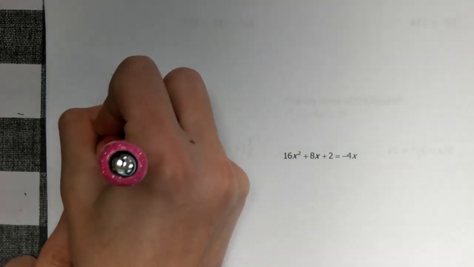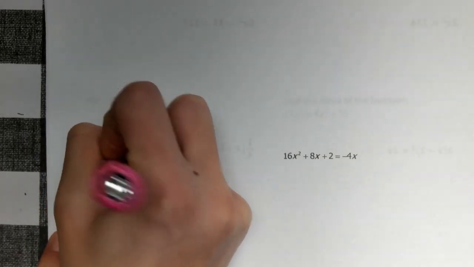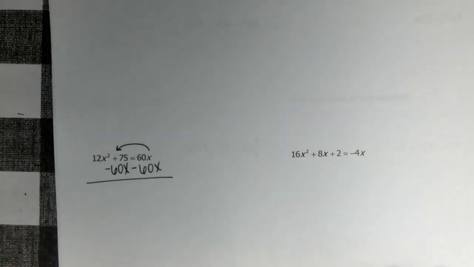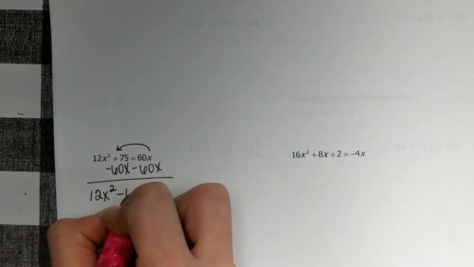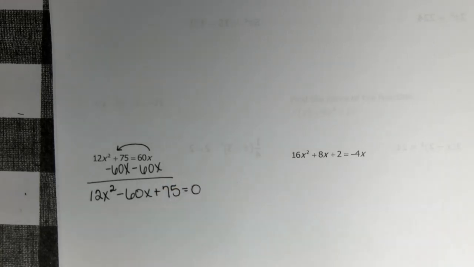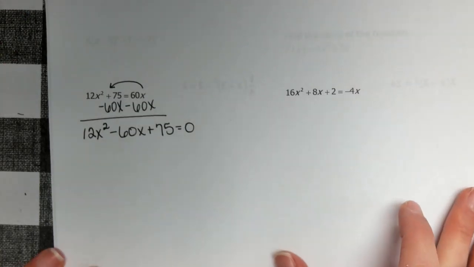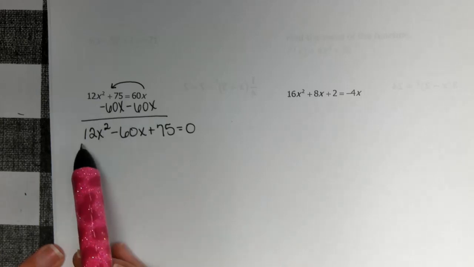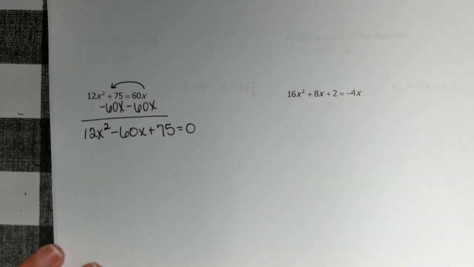I need it equal to 0. I need to move it over, so I'm going to subtract 60x. Make sure you know where it belongs in your order. You should have 12x squared minus 60x plus 75 equals 0. If you put it in the wrong order, your whole problem will be wrong, because you're going to be taking factors of the wrong number. Okay? Now, once I do this, I need to check for a GCF.